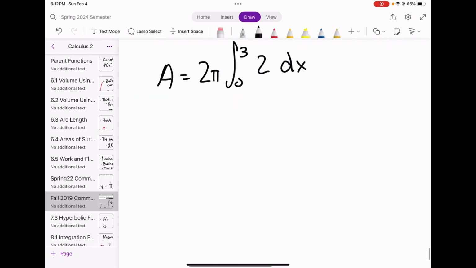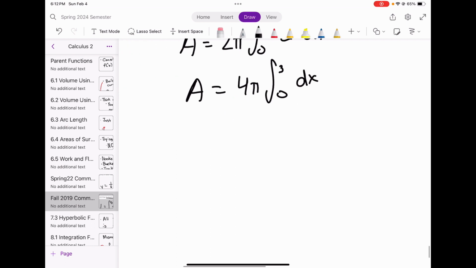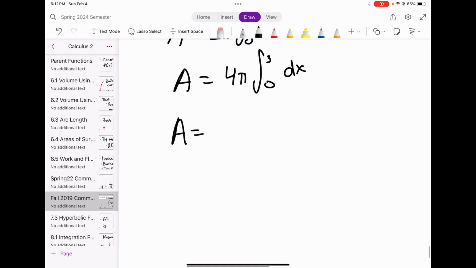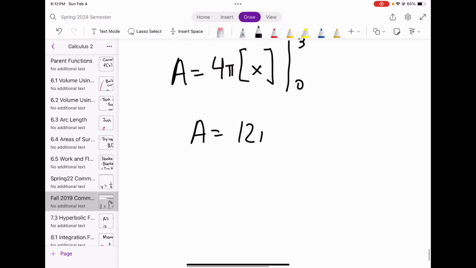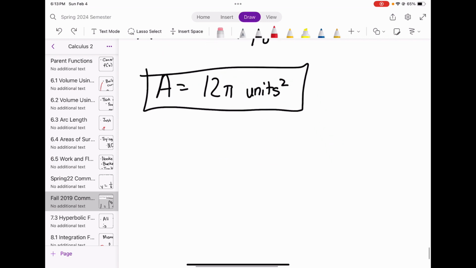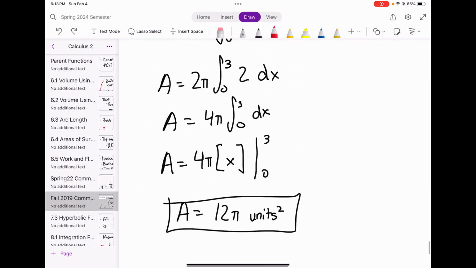In fact, I'm going to take out that 2 as well. So area is equal to 4 pi, the integral from 0 to 3 of dx. That's it. Oh, and it's 1 dx, by the way. It's not just 0. Please don't assume it's 0. It's 1. Now let's evaluate. A is equal to 4 pi of x evaluated between 3 and 0. So area is equal to 12 pi units squared. Because obviously you don't need to worry about that 0. So you just plug in 3. 3 times 4 is 12 times pi. 12 pi. And that was pretty easy.